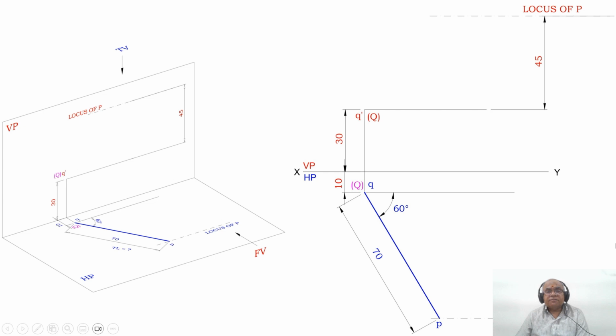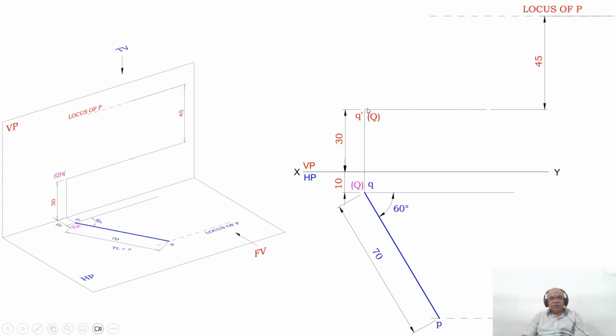First I will draw the XY line and mark VP and HP. So VP will be above the XY line and HP will be below the XY line. From the XY line you measure 30 mm and draw a horizontal line parallel to XY in the front view, because 30 mm above HP is seen in the vertical plane. Similarly, in front of VP is seen in HP, so from the XY line you measure 10 mm below and draw a horizontal line.